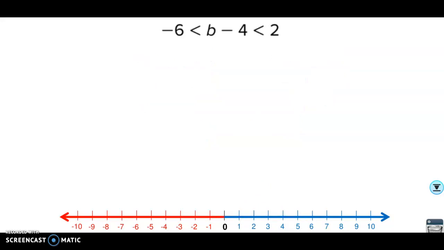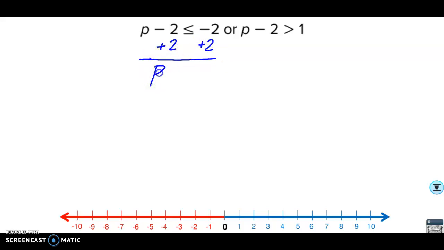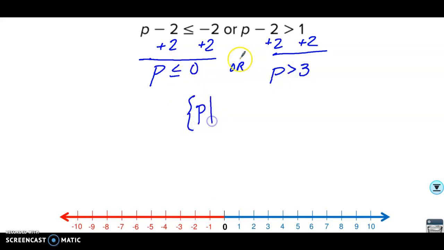Moving right along. Here's an OR statement. To solve the left side of this, we would add 2 to both sides. And that gives us p is less than or equal to 0. And over here, we would also add 2 to both sides, which gives us p is greater than 3. Okay. Set builder notation, p, pike. And then we would have p is less than or equal to 0, space, or space, p is greater than 3. Just graph them separately.